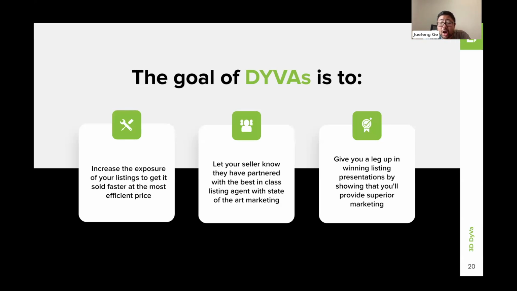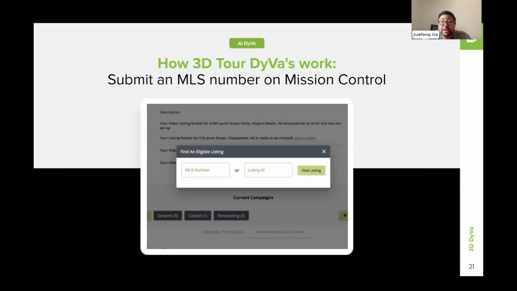I think the cost, which is $95, I'll talk about that in a second, for one DyVA, that includes advertising budget, right? Is a de minimis amount of money to pay to promote a specific listing, but to boost your listing presentation to add even more proof that you're going to do a great job marketing that home, right? So the way the 3D tours work is all you have to do is go to Mission Control.